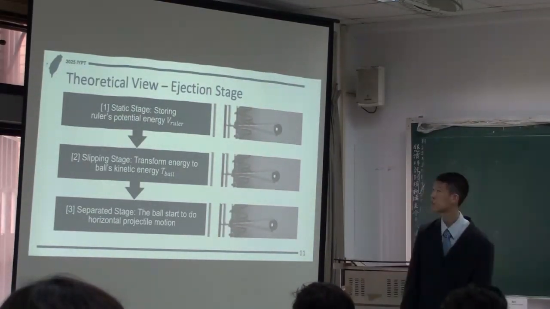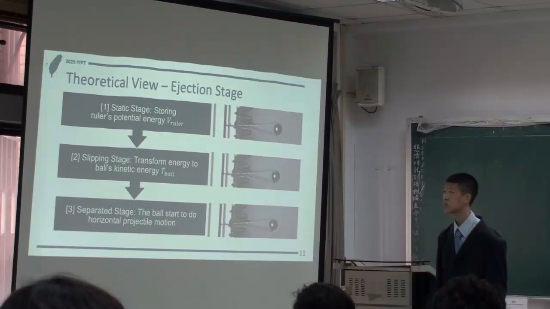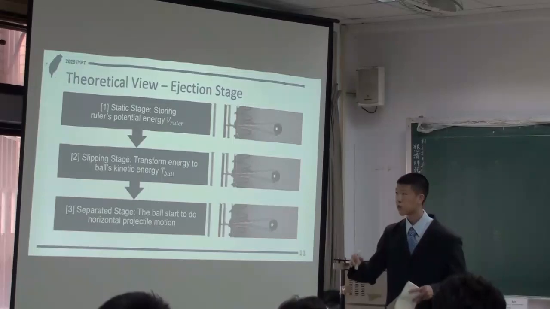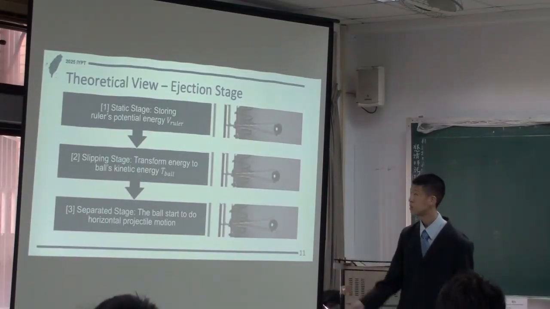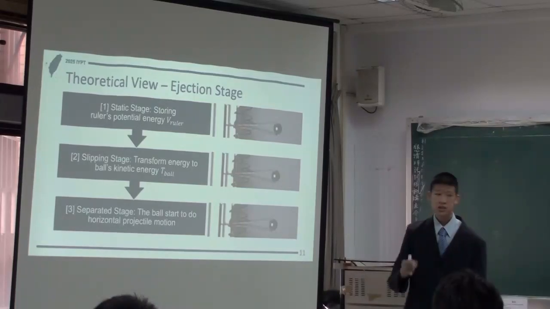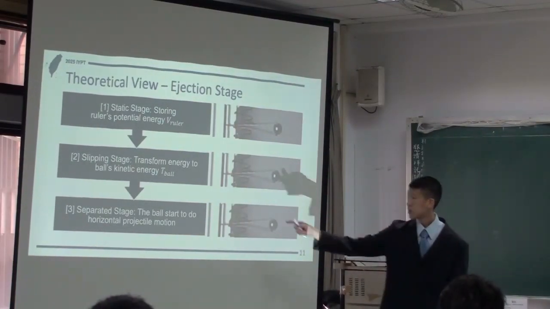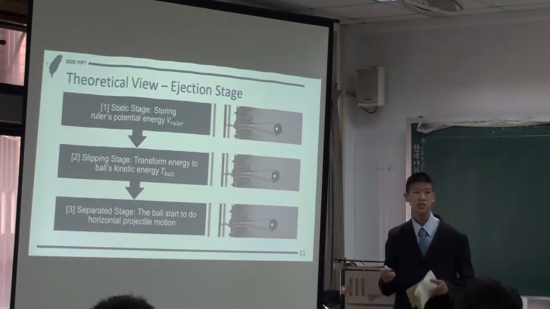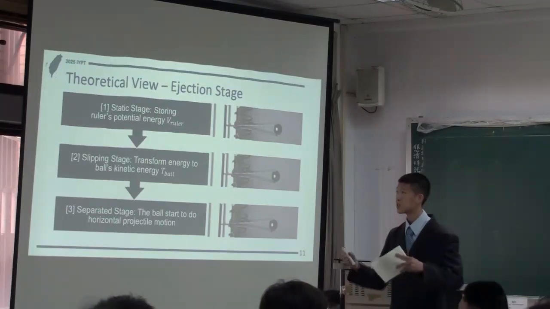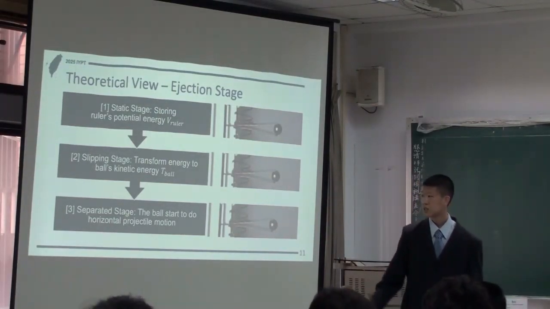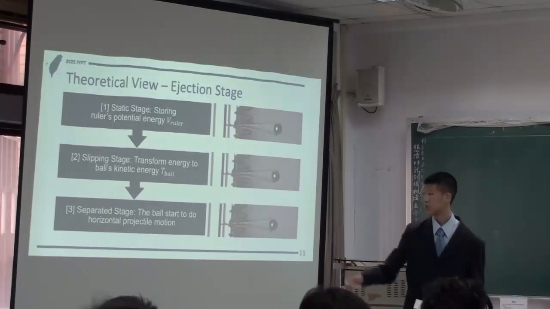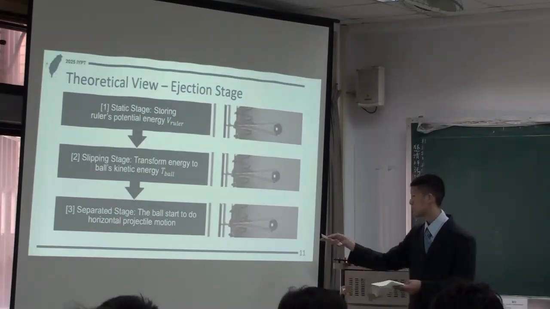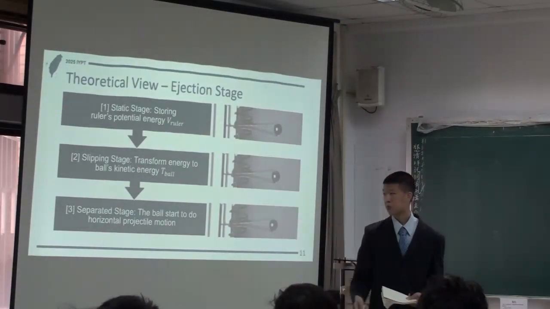And for a theoretical view, we define 3 ejection stages. The first is the static stage. It is storing the ruler's potential energy, V ruler. And second is the slipping stage. It transforms energy to the ball's kinetic energy, which is the accelerating stage. And the last is the separated stage. Because it is separated from the ruler, it starts to do horizontal projectile motion.